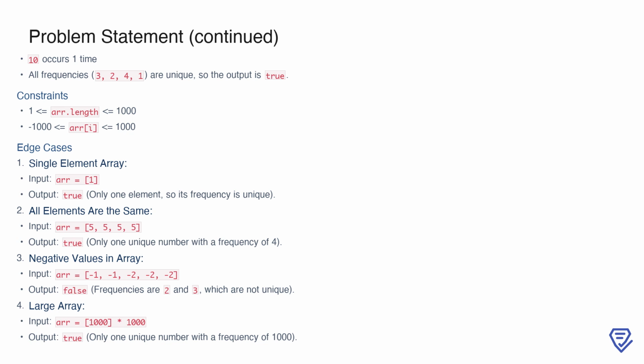Arrays with negative values, such as ARR equals -1, -1, -2, -2, -2, yield false since the frequencies 2 and 3 are not unique. Lastly, for very large arrays, like ARR equals 1000, *1000, the output is true because there's only one unique number with a frequency of 1000. These examples cover a range of scenarios to help solidify your understanding of the problem.